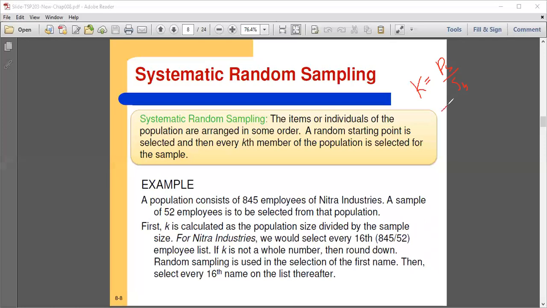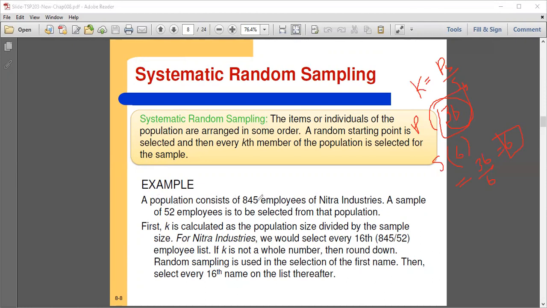If I can say that a colony has 36 houses, this is the population, 36 houses, and I want to select 6 houses from that population. So I will divide 36 by 6, which is equal to 6. So I am going to select every sixth house from these 36 houses. So let's see the example from the book.